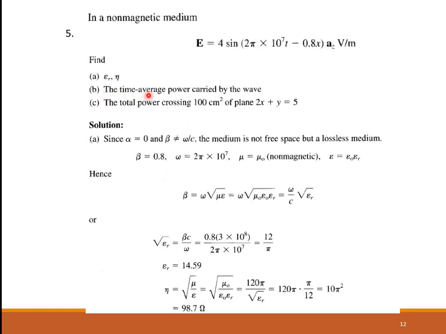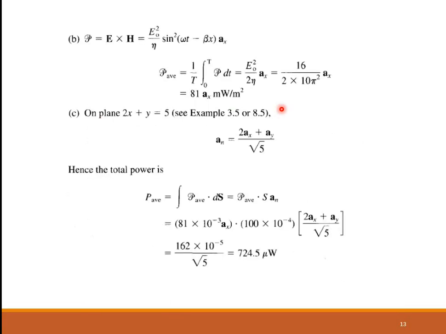Now we're going to the next part, which is to find the time average power carried by the wave and the total power. The instantaneous Poynting vector gives the power density, and the total power is a scalar quantity. These expressions we have already derived in lecture 1. The Poynting vector is given by E cross H, so you'll get this expression.